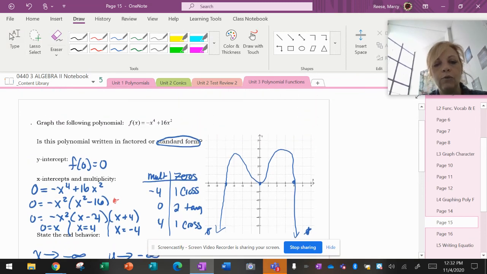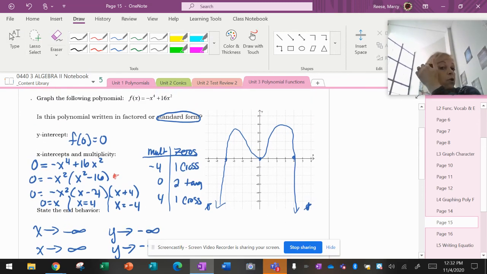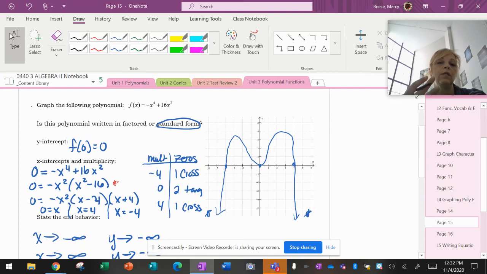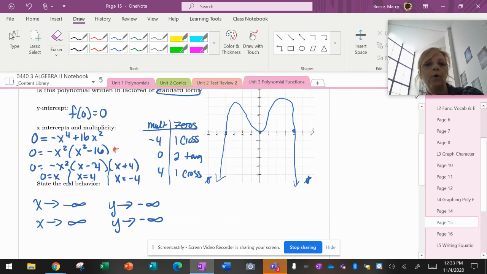And hopefully you did get the end behavior, because the lead coefficient's negative and it has a positive degree. Remember, degree is the highest exponent in the whole function when it's in standard form, which is 4, which is even. So all evens either go up or go down, but they go down in this case because it has a negative lead coefficient, okay? All right, hopefully that helped you.